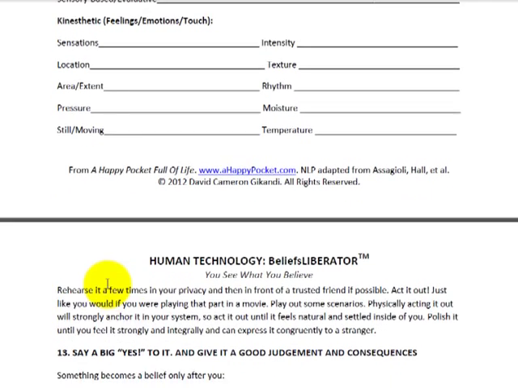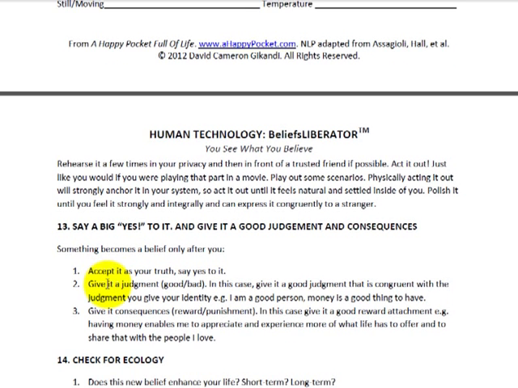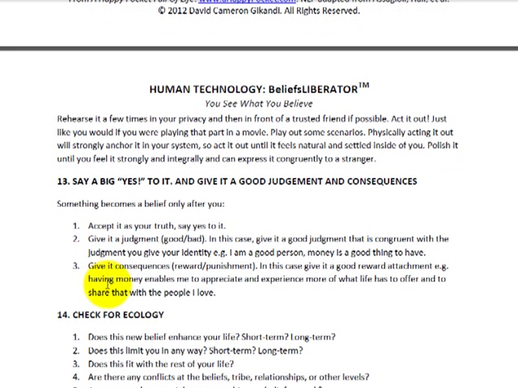And then what happens next is you need to rehearse it in your privacy, and just rehearse it, like act that movie out, that mind movie. Just act it out. You can do it in front of a trusted friend afterwards, once you've done it a few times by yourself. But this is the key thing: act it out, just like you're playing that part in a movie. Play out some scenarios that involve that belief in application and so on, because what happens is physically acting it out will start to anchor it strongly in your system.